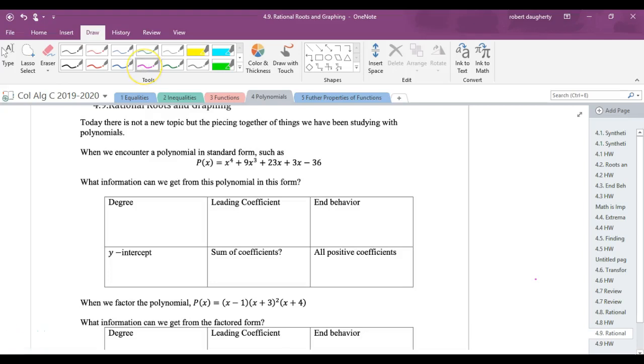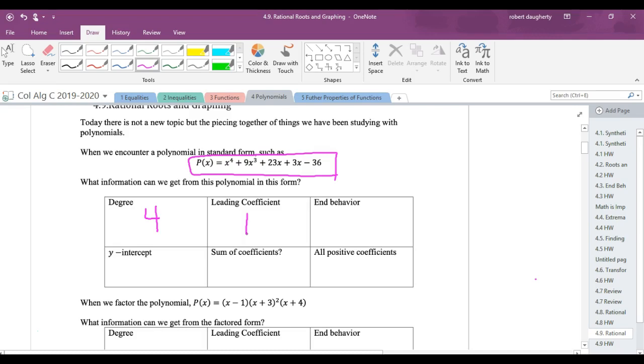So let's look at the polynomial that you see right here, okay? This is a polynomial that's in standard form. It's not factored, okay? So what can I tell from it? What's the degree of this polynomial? 4, okay? What is the leading coefficient? Leading coefficient is 1.